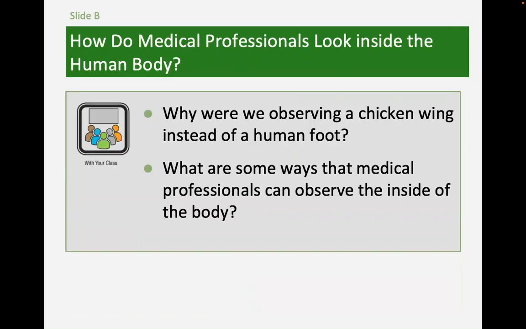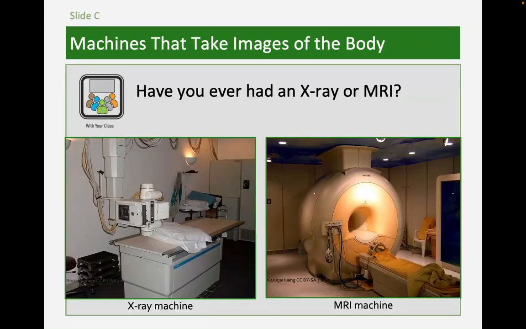So the next question is, why were we using a chicken wing instead of a human foot? We can look at our feet. We can take off our socks and shoes and look at our feet. But the one problem is we can't see inside the foot. So we have that injured student, and we don't want to rip his foot open and see what's going on. So we have some tools we can use to look inside our bodies. Two of those are an X-ray and an MRI machine.